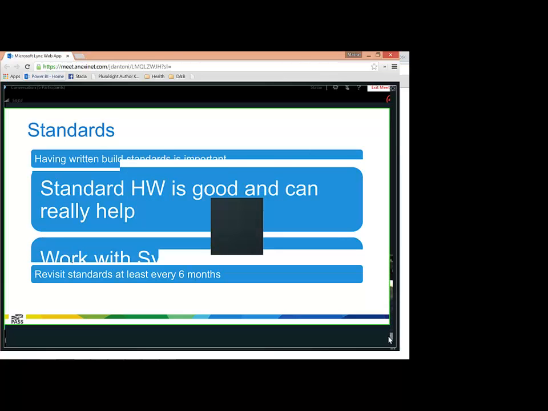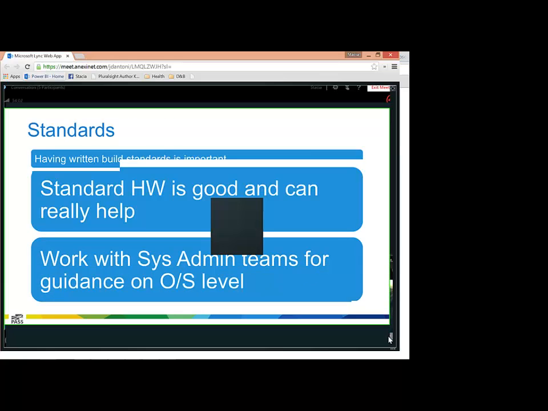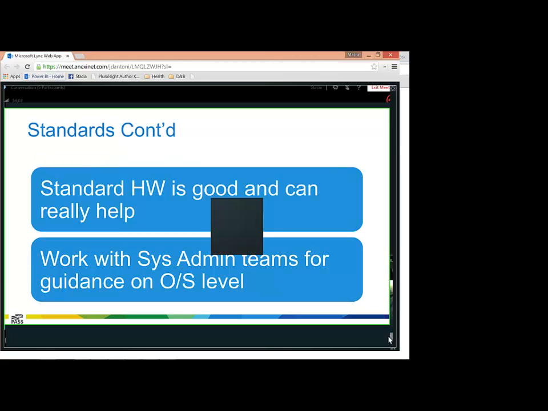Standard hardware is really good. We had the advantage at the cable company of buying 1,000 servers at a time, so I always knew what I was going to run on. I know that's not realistic for like 99% of companies. But if you can consistently buy the same brand of hardware, at least you mostly know what your firmware is going to be. And work with your sysadmin teams for guidance on an operating system level. Some of these things can be helped along by group policy and a couple of other Windows things we can do.